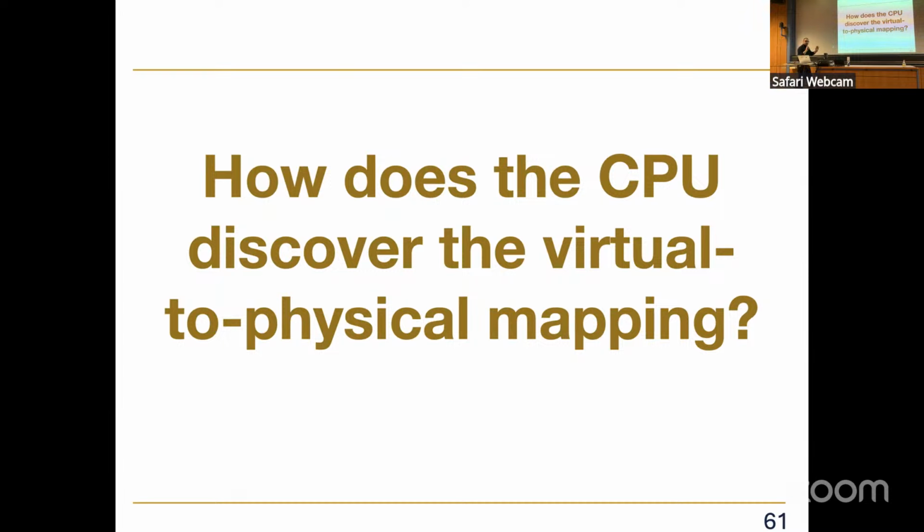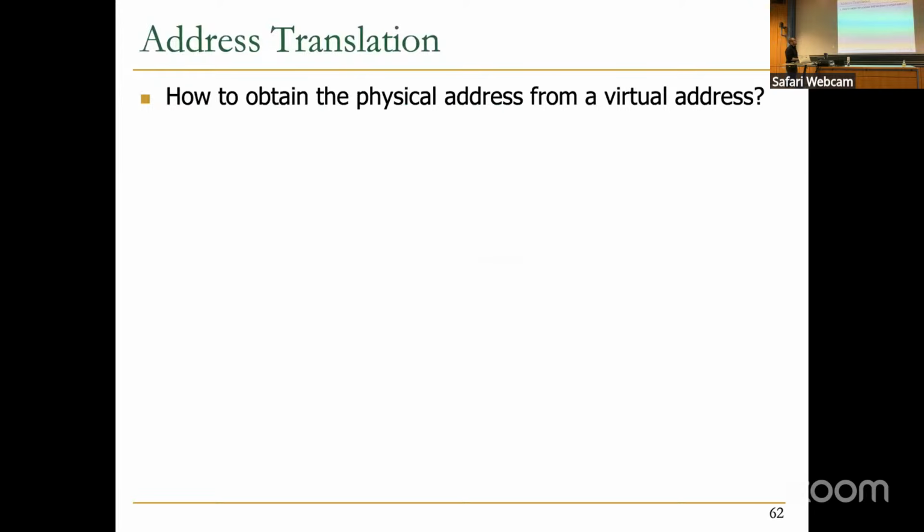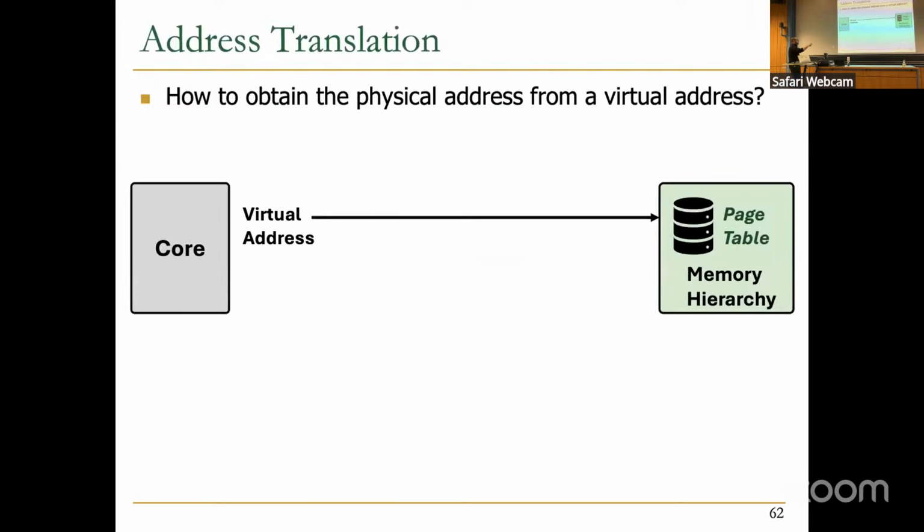So the CPU simply receives a virtual address, right? Then it needs a way to discover the virtual-to-physical mapping for this specific address, with the process of address translation. How does this happen? The core, in the system on the CPU, ships the virtual address to the memory hierarchy. And the memory hierarchy right now stores the page table. The page table is stored in your main memory, right? And the page table responds, okay, this is the page table entry for this specific virtual address. You can now access the physical memory.